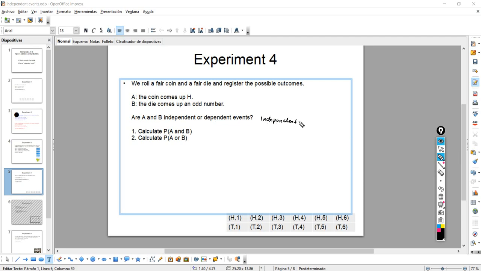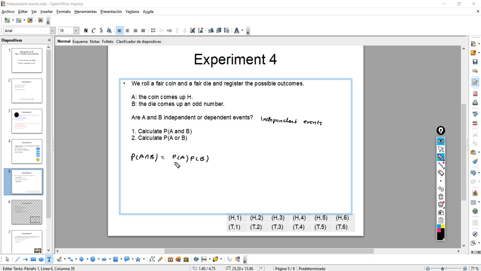They must be independent events. So let's calculate the probability of A and B. This is the first thing I want to find out. The probability of A and B. How can I calculate that? Once I know that they are independent events, that's going to be the multiplication of the individual probabilities.